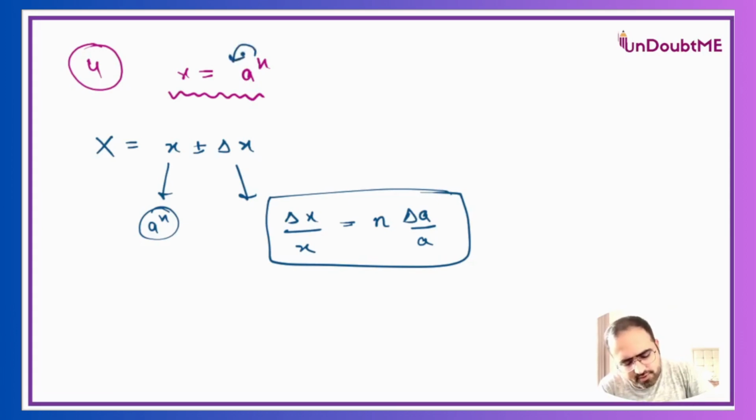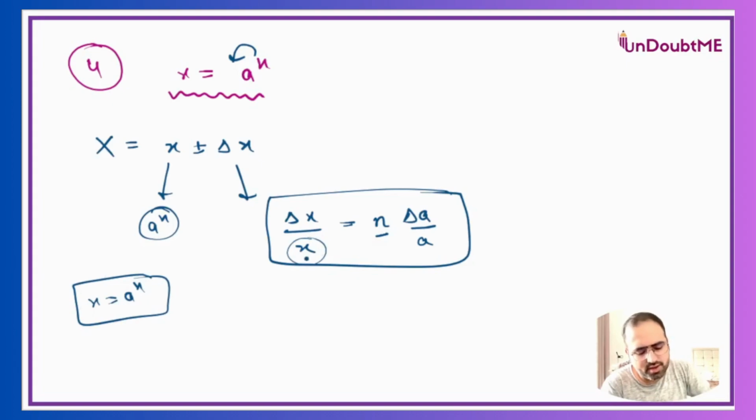That n will come in front. So if there's a power, then it will be n delta a over a. And this x value, as I told, can be calculated straight away using this. So you can calculate it and send it to the other side, and then you'll get delta x from here. With questions, these things will become clear. These are just concepts, but the application of them will make it more clear. We'll do the application very soon.